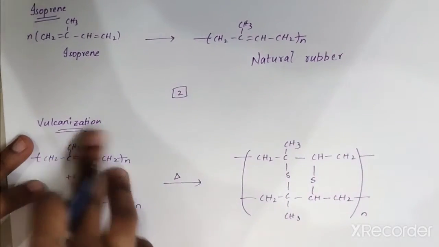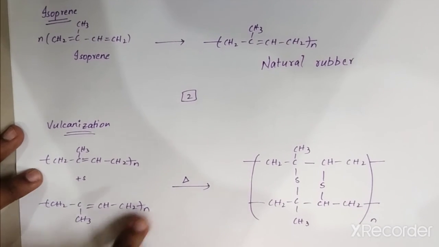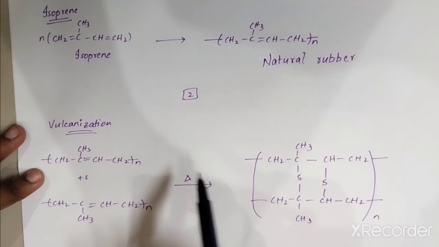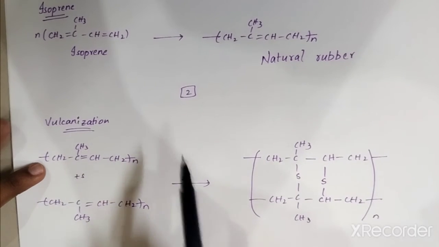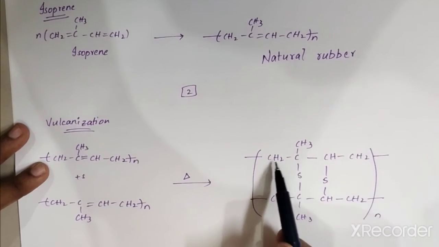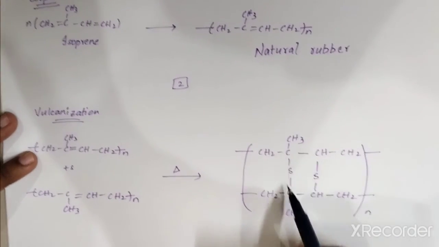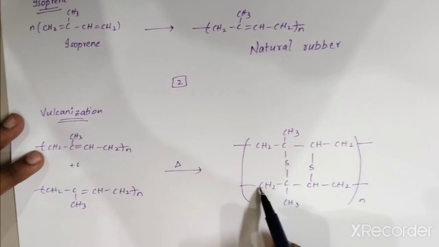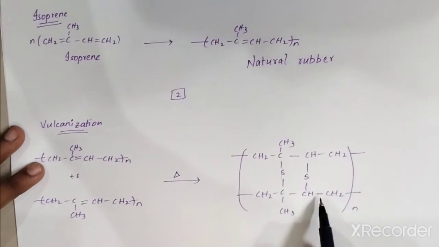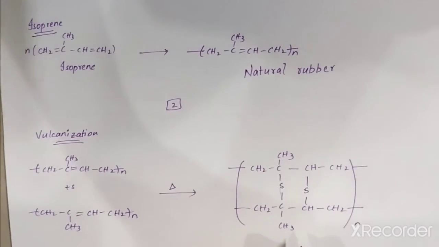Now we will see the vulcanization example. What does vulcanization mean? Adding sulfur to the natural rubber and heating it is known as vulcanization, and the polymer formed is in this way, that is CH2, CH3, CH2 and sulfur linkages, and again CH2, CH3, CH2. This is known as vulcanized rubber.